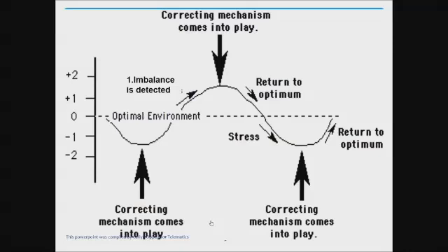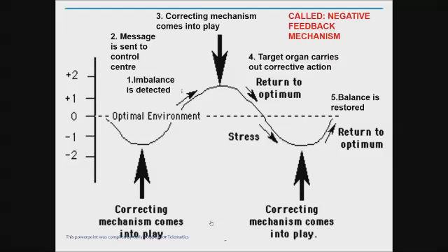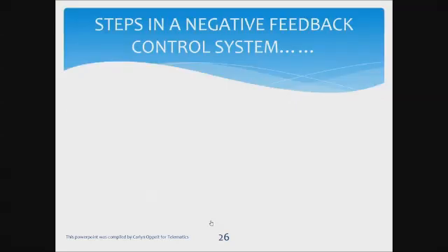Those are the steps. Step number 1, there's an imbalance if it goes above or below. Message must be sent to that control center. Then the correcting mechanism must be applied to that target organ that must carry out that corrective action to restore the balance. And it's only a feedback mechanism when it comes below and some other mechanism must come into play to take it back to normal.